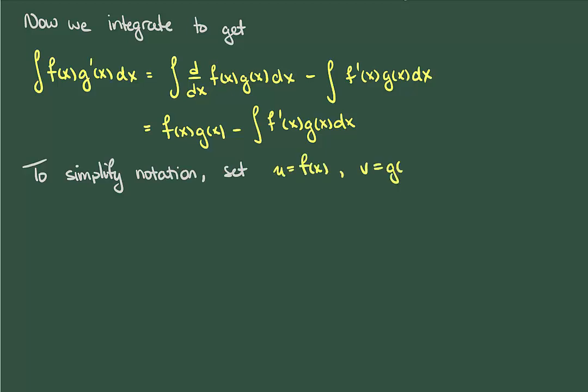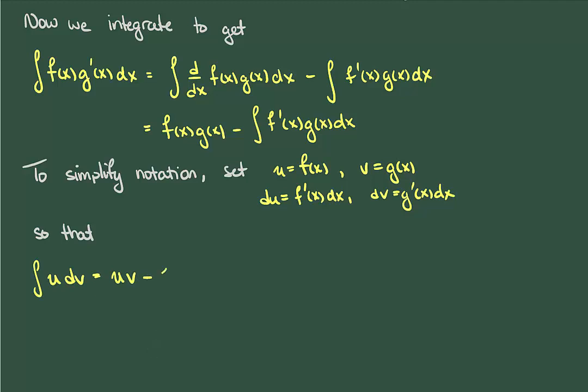Let u be f of x and v be g of x, so that du is f prime of x dx and dv is g prime of x dx. We'll plug all of that into our expression above, and it reduces to the integral of u dv is uv minus the integral of v du. This is called integration by parts.